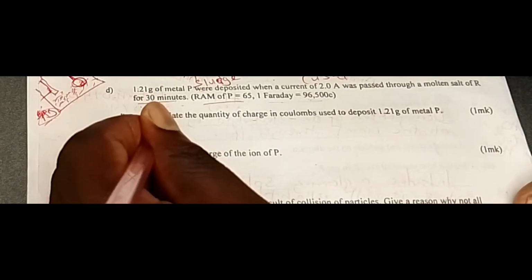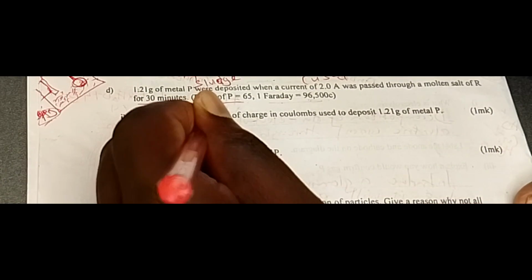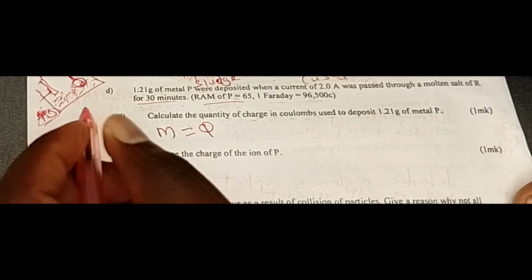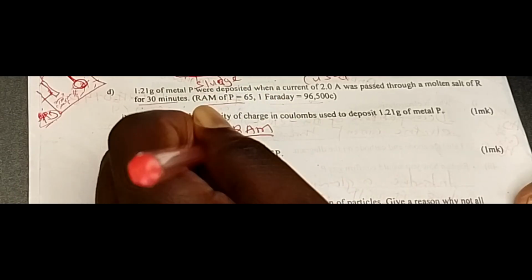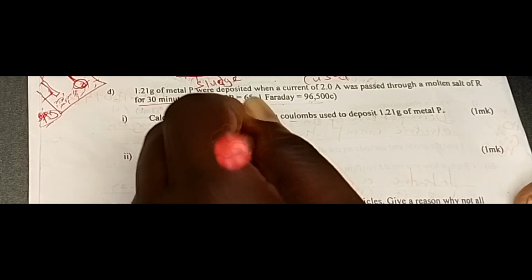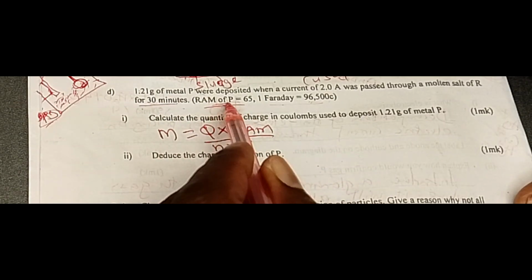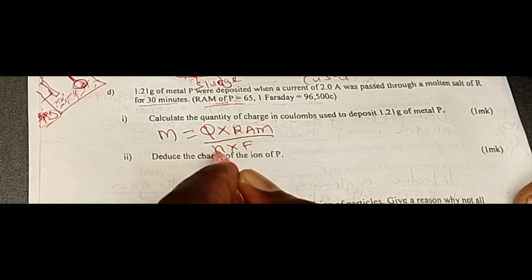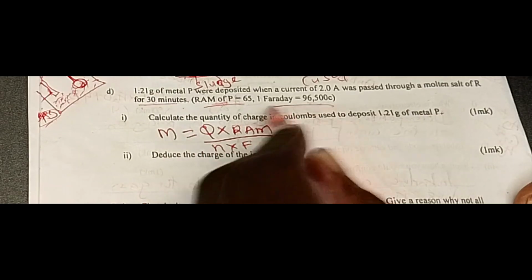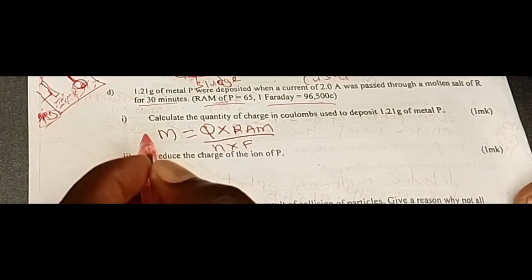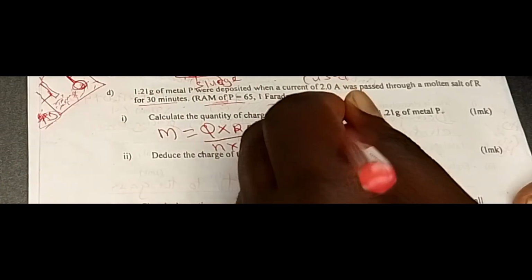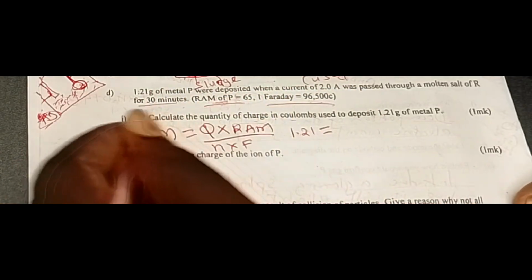We have the formula which says M equals Q times RAM, divided by N times F, where Q is the quantity of charge. RAM is the relative atomic mass of the metal, and for that case, you have been given 65. N is the charge and F is the Faraday, and M is the mass which is being deposited. So we have 1.21 which is equal to Q times 65 over N times 96,500. You have to calculate Q.